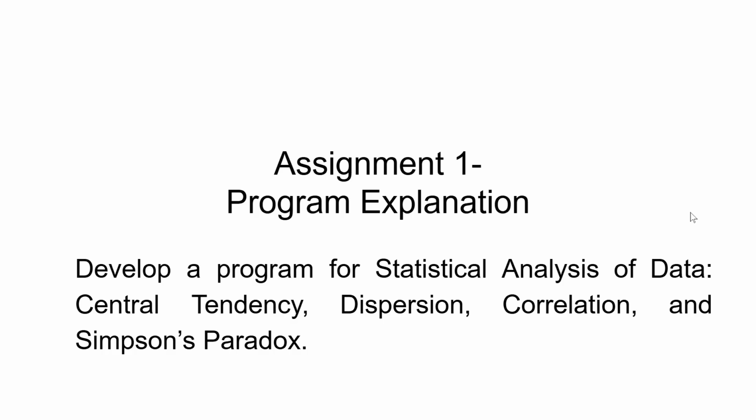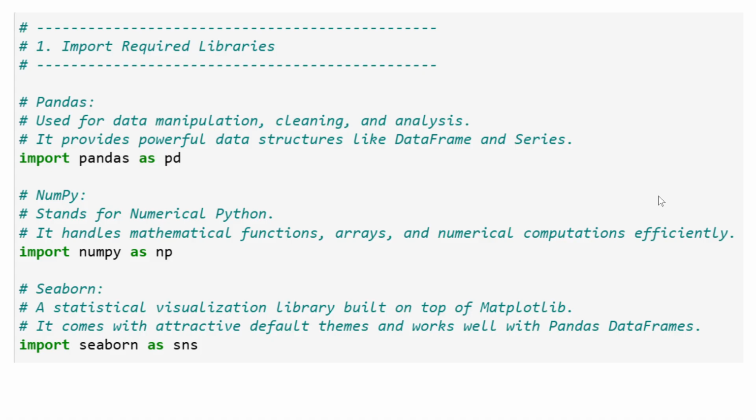So here, your assignment 3 is about developing the program for statistical analysis of data, in which you are considering central tendency, dispersion, correlation, and the Simpson paradox. So here, the first step that you will do is import all the required libraries in Python programming.